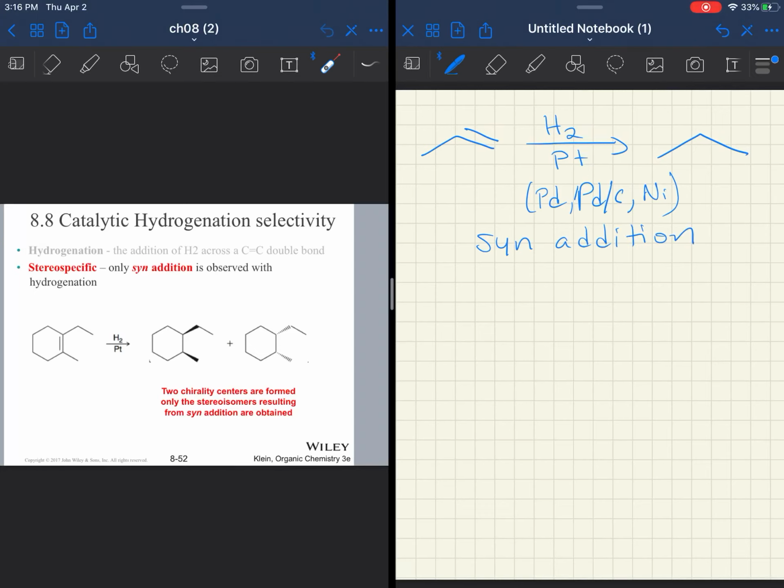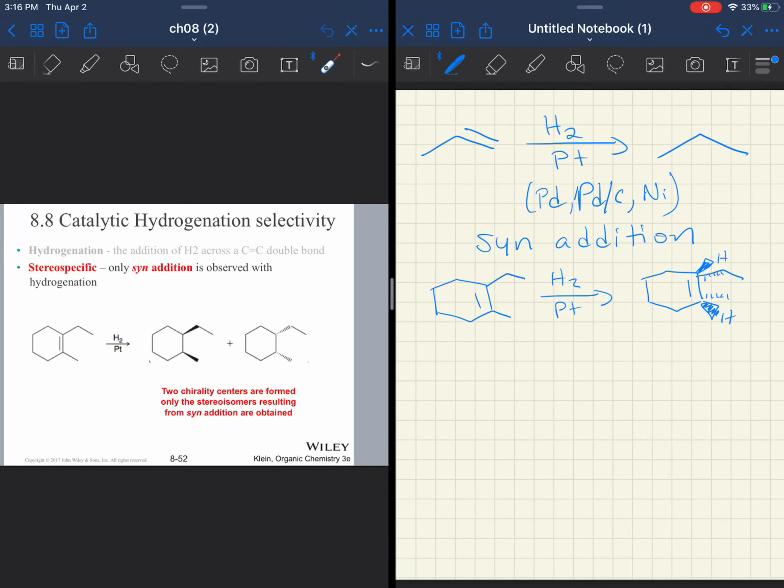What you want to know about this reaction is that it is a syn addition. That's going to be most apparent when you look at a double bond on a ring. That's going to be the easiest one to see. And if we look at the example on the slide, what's important here to note is that the hydrogens add to the same side. So if your hydrogens are coming towards you, that means whatever was there is going to be pointing away from you.